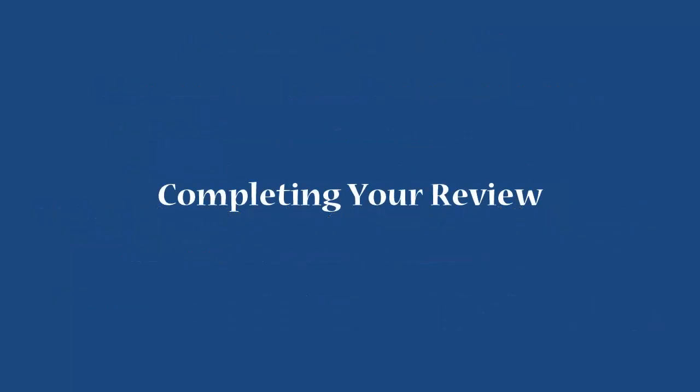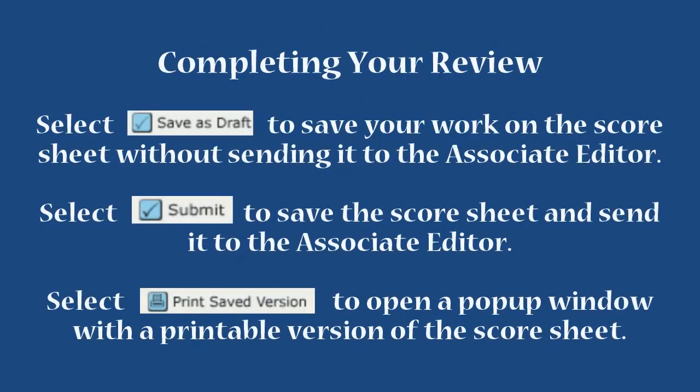Completing your review. Select Save as Draft to save your work on the score sheet without sending it to the Associate Editor. Select Submit to save the score sheet and send it to the Associate Editor. Select Print Saved Version to open a pop-up window with a printable version of the score sheet.